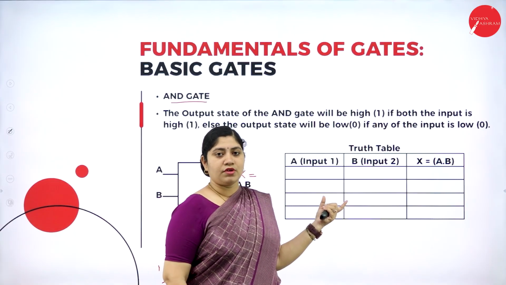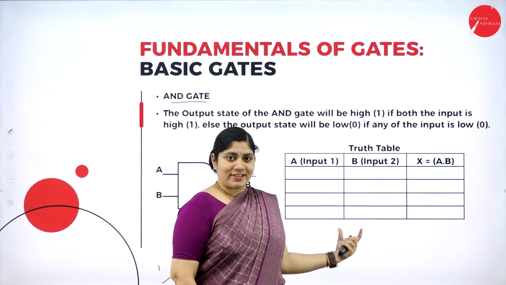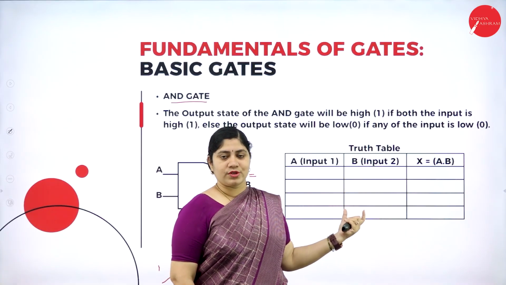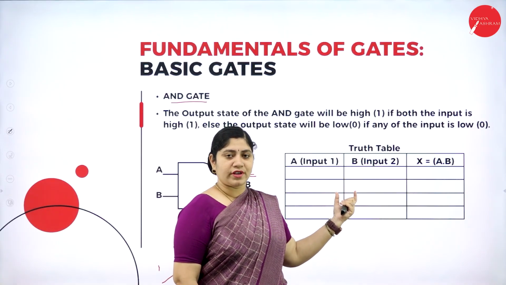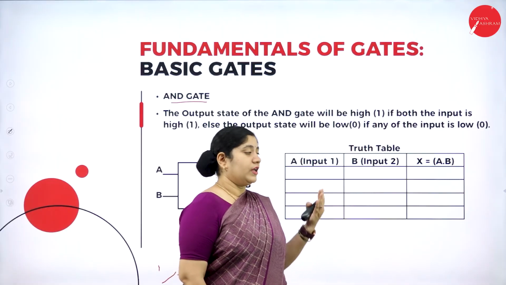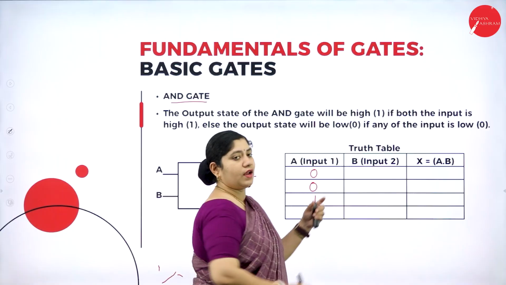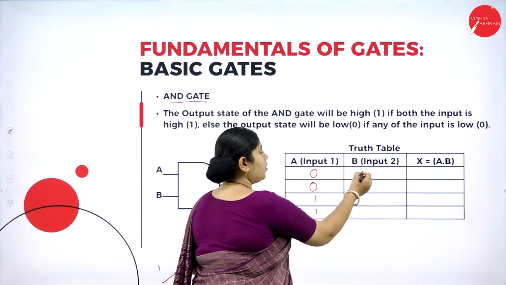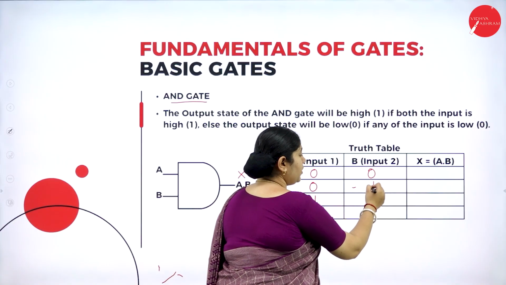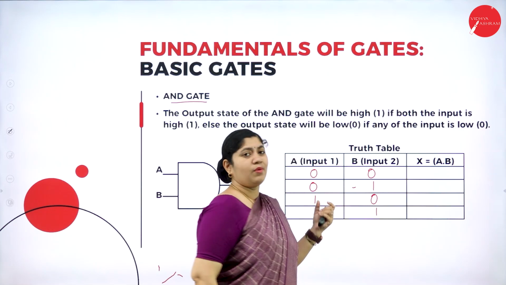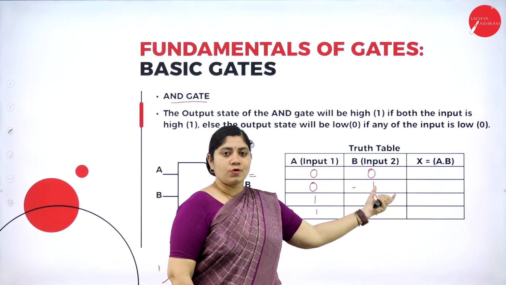Up next, let's have a truth table here. It is a 2-variable truth table, right? So we are working with 2 bits. We will get 4 different combinations: for A, 0, 0, 1, 1, and with respect to B, the combination 0, 1, 0, 1.